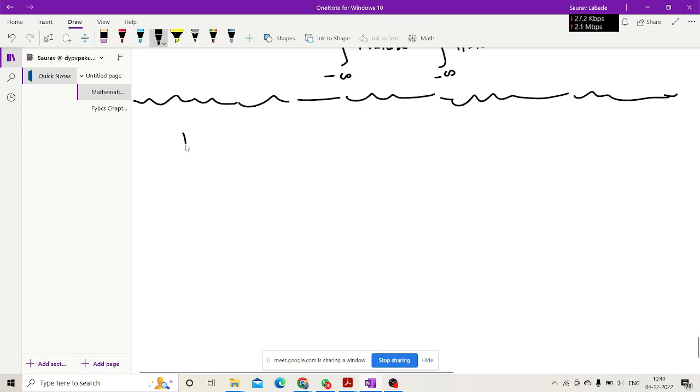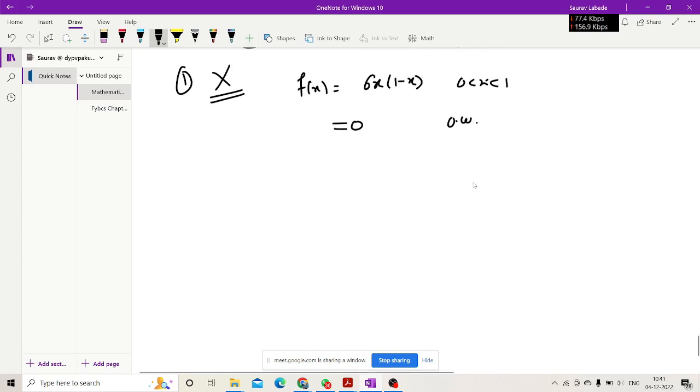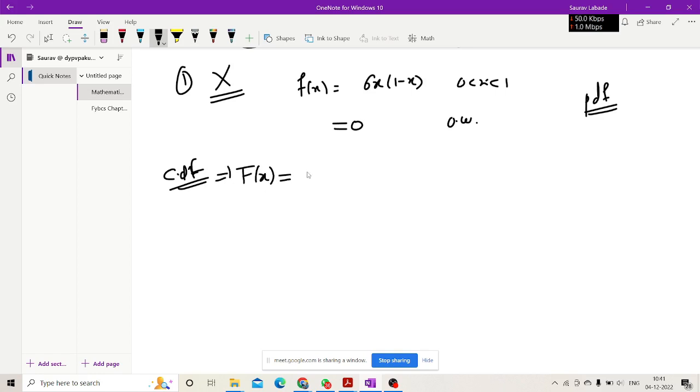So the example is, suppose I am considering any random variable x, which has the probability density function f of x equals 6x into 1 minus x, for 0 less than x less than 1. This will be equal to 0 otherwise. Okay, this is just a probability function. This is a PDF. Now I have to find the CDF, the cumulative distribution function. It is denoted by capital F of x, or it is probability of x less than equals to x. This I have to find out.